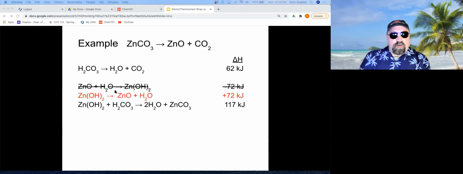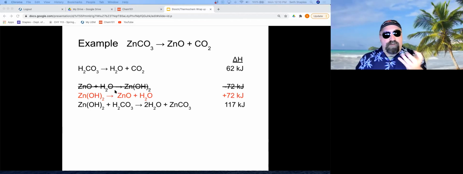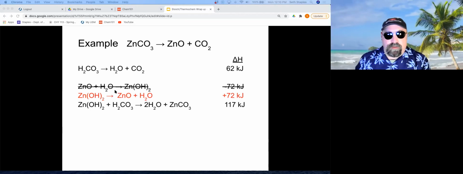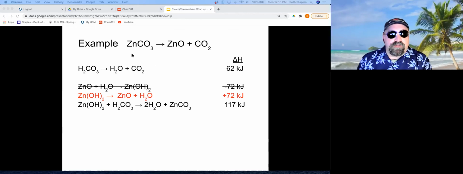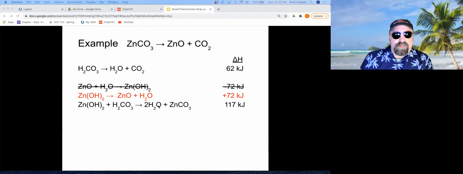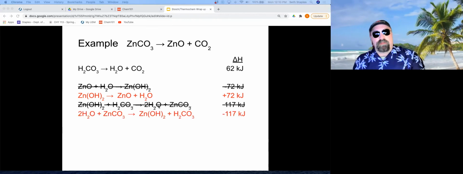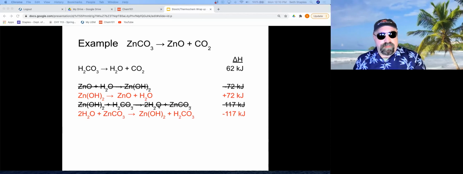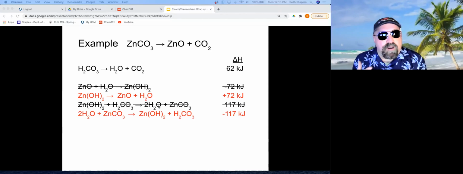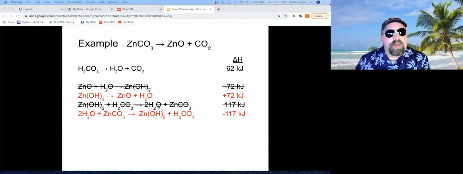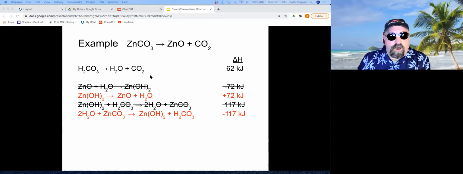We reverse that equation, and we also have to reverse the enthalpy like we've talked about. We also see that the zinc carbonate we need as a reactant is actually a product in our given equations. So same thing, we're going to reverse that equation, and so we reverse the enthalpy. It now looks like we have all of our products and reactants where we want them. So now we have to look to see, does everything cancel out the way we need it to, and are we left with only the things that we want?